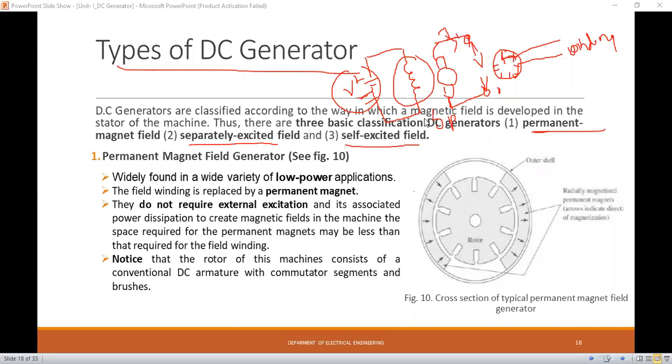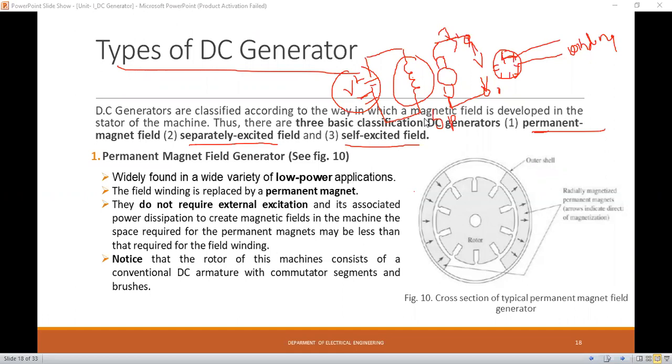Second one is the separately excited field winding. That means the field winding is excited by using a separate source of voltage, or it may be a बॅटरीचा यूज करून किंवा सेपरेट व्होल्टेज प्रोव्हाइड करून आपण काय करतोय, फील्ड एक्साइटेशन करतोय. And the third type is the self excited field.